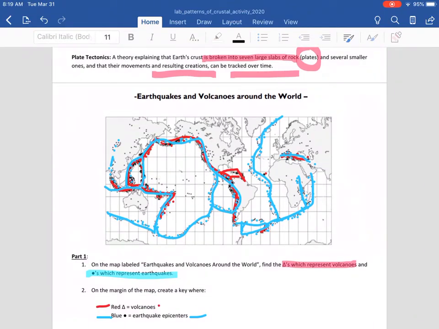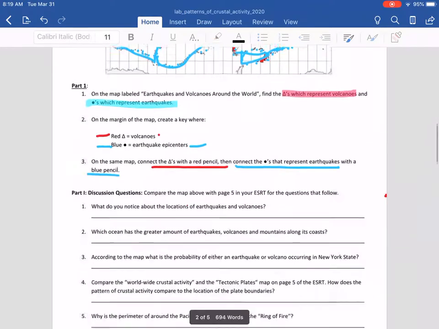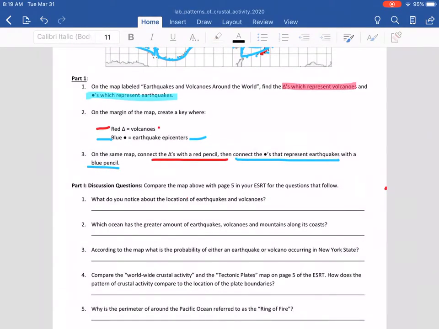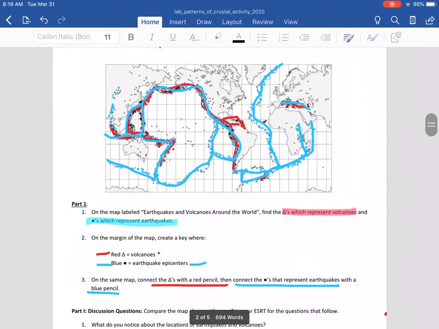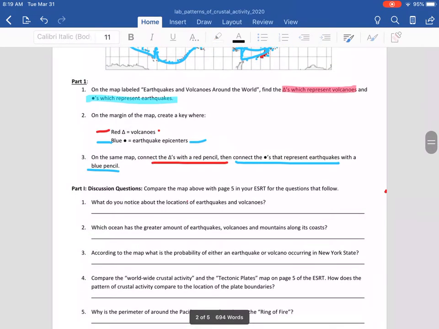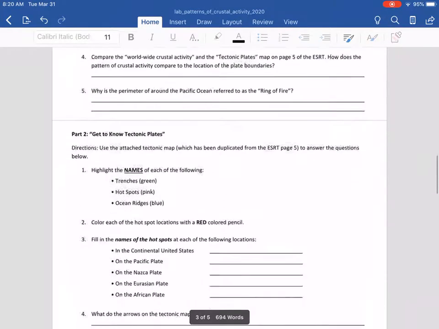Okay, so really what your questions are here for the part 1 discussion questions are going to be about making those connections between this map and the reference table page 5 map. And I'm going to leave you guys to being able to do that. If you have any questions, please post them in the discussion board on Schoology.